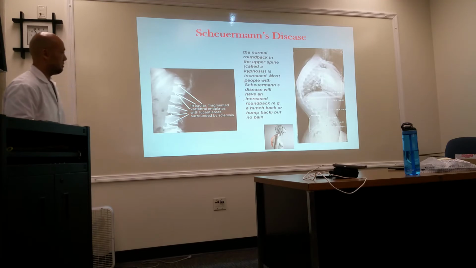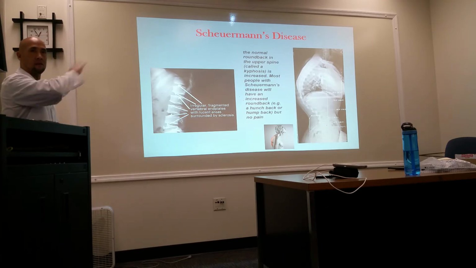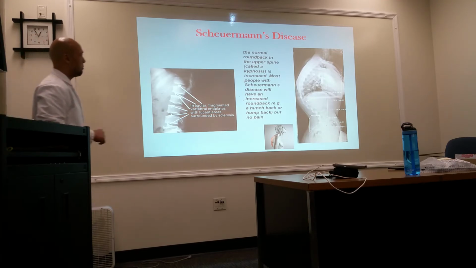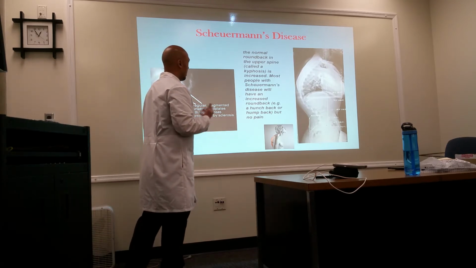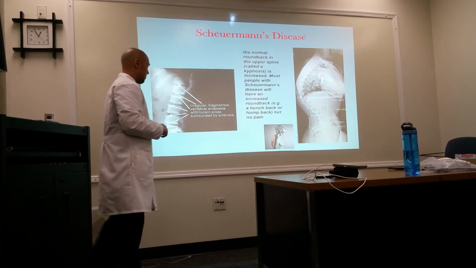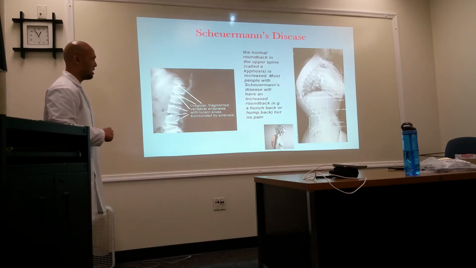Sherman's disease. Sherman's disease is a disease of the upper back, okay? Normal round back in the upper spine is also called kyphosis. Most people with Sherman's disease will have an increased round back, okay, or hunchback.